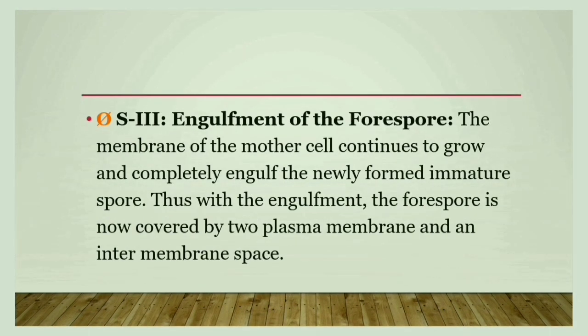Next is the stage 3, and in this stage the engulfment of the Forespore occurs. That is, the membrane of the mother cell grows continuously and it completely engulfs the newly formed immature spore. So, the engulfed Forespore now is covered by 2 plasma membranes and an intermembrane space.